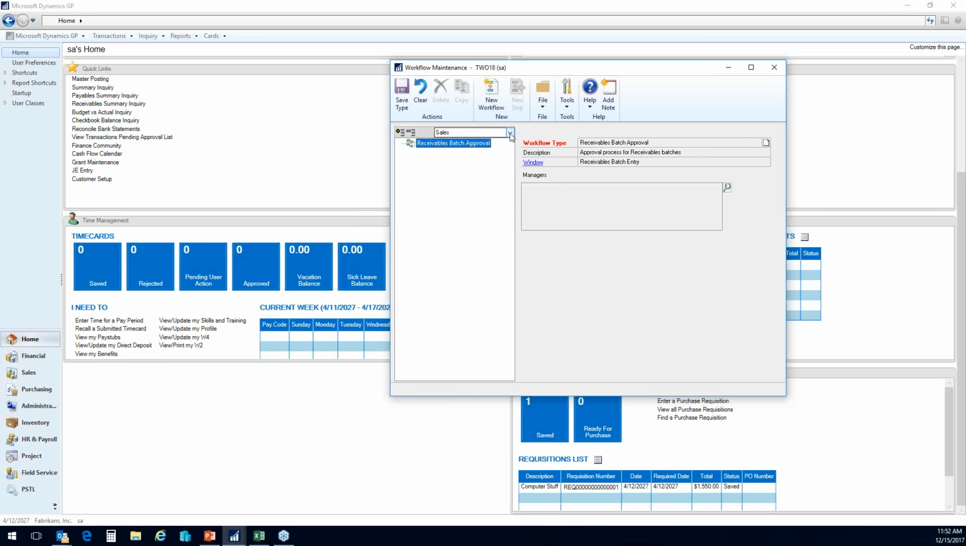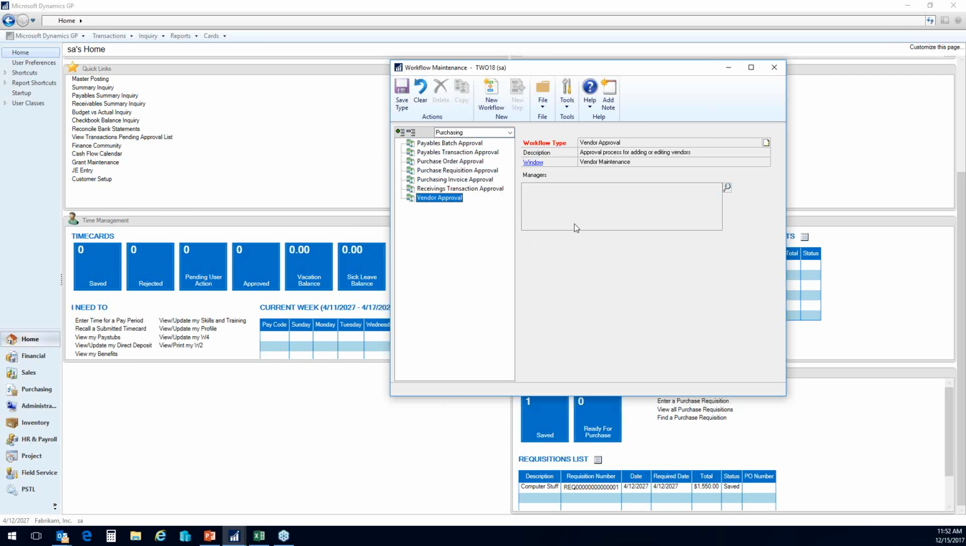We can approve receivables batches before they're posted. On purchasing, that's where the bulk of the workflow ends up. We can approve purchase orders, of course. We can approve payables transactions. We can approve payables batches. The requisitions that I just looked at for my computer stuff do require an approval, at least one.